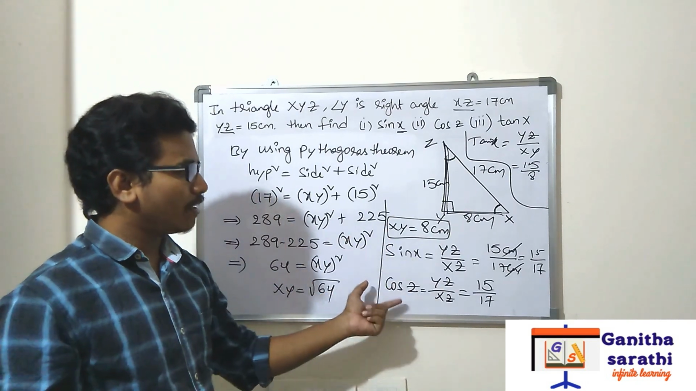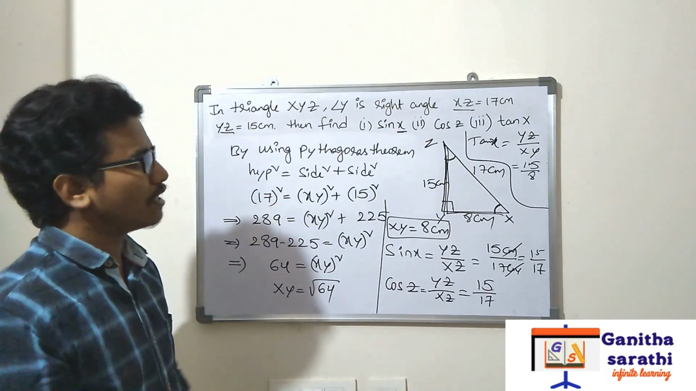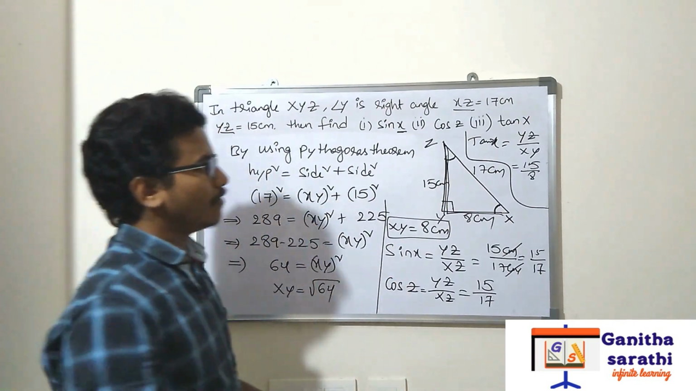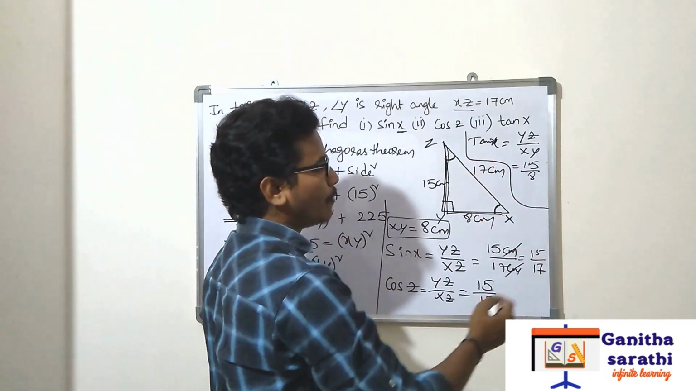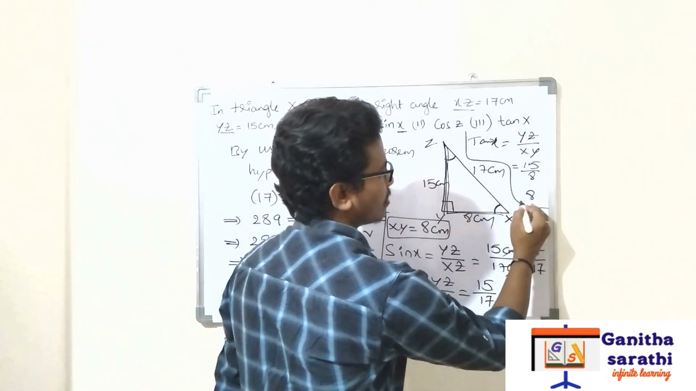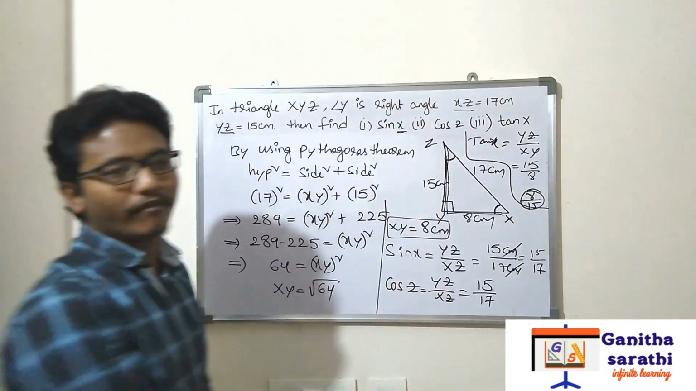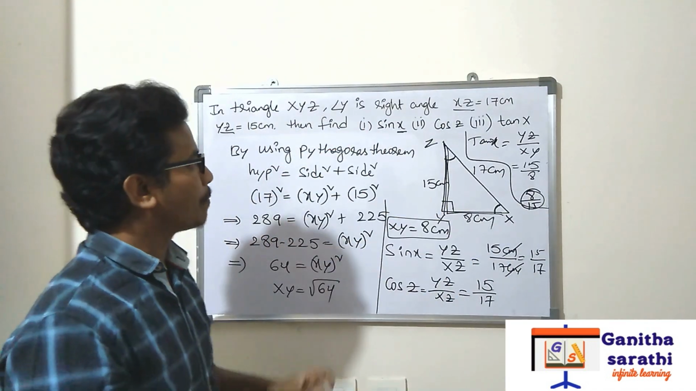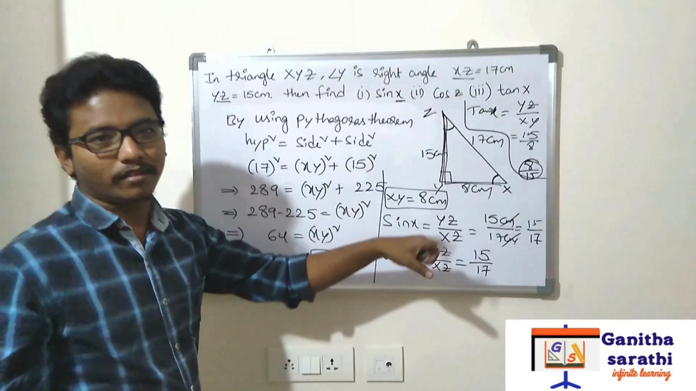You can find sine, cos, tan. So my question is, what is cot X value? How can you find cot X? If tan X is 15 by 8, then what will be cot X? Reciprocal, right? Yesterday we discussed. Reciprocal means 8 by 15. Like this, you can find all the trigonometric ratios by using the values. Okay, let us move on to the next one.